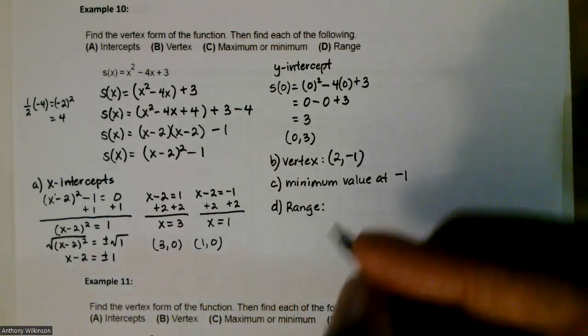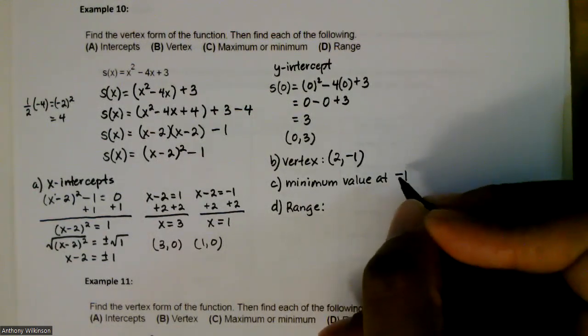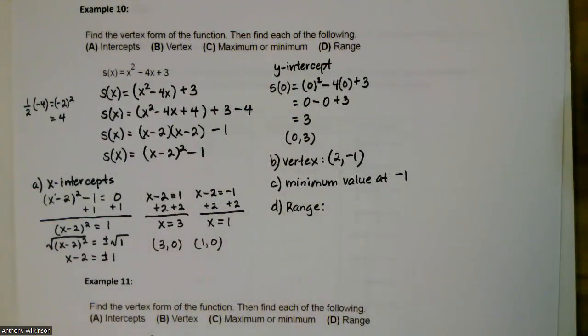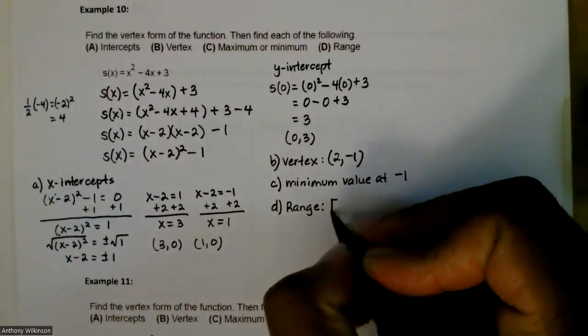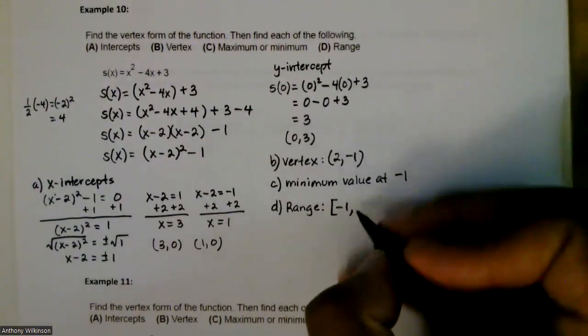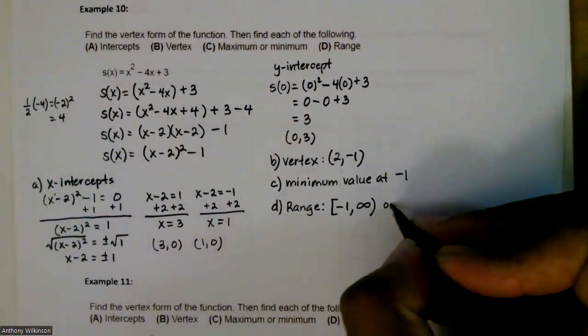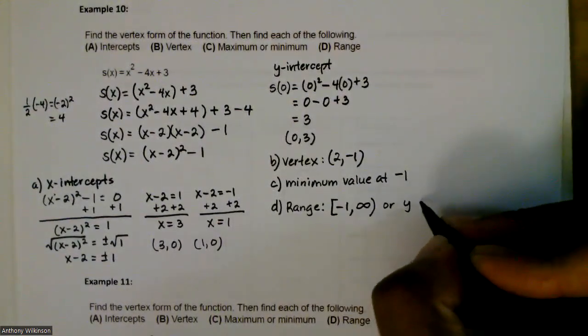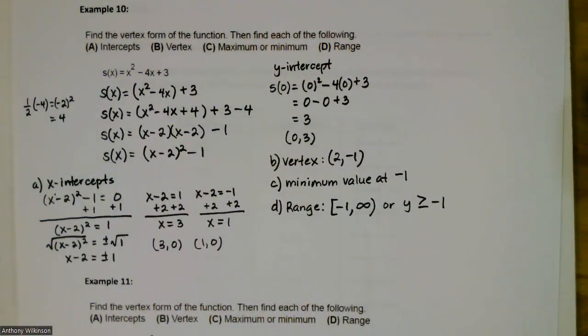Okay. Well, if it's a minimum value of -1, that means I'm going to have y values bigger than -1, since it's opening upward. So that means -1 up to infinity. And of course, if it is a minimum, then the inequality that I'll have to use is y is greater than or equal to -1.